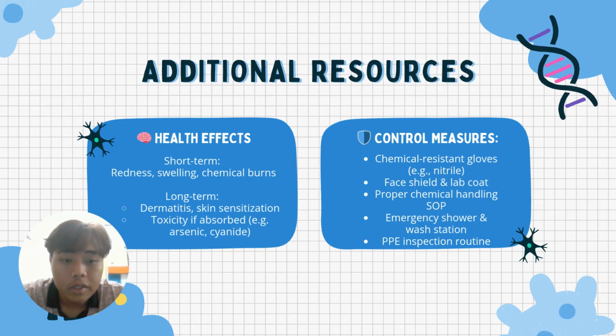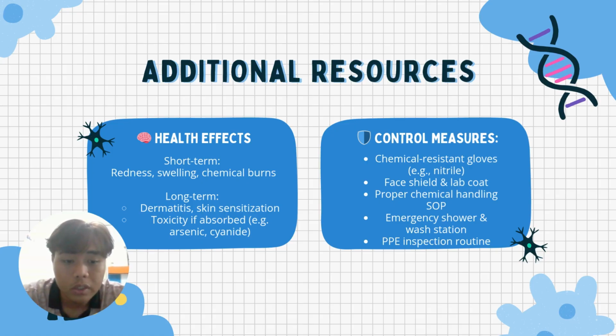The last one is health effect and protection against dermal exposure. If not controlled properly, dermal exposure can lead to both short-term and long-term health effects. Short-term effects include redness, pain, and chemical burns. The long-term effects may lead to chronic dermatitis, skin sensitivity, or even systemic poisoning in the case of toxic chemicals like arsenic and cyanide.